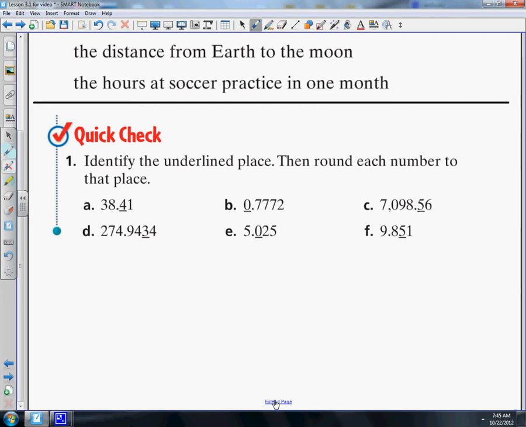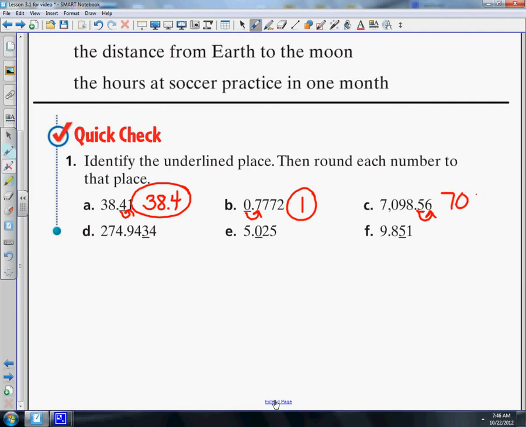All right, so our first one, the underlined digit is 4. I look to the number to the right, and that's a 1, so I am going to round down. My answer would be 38.4. I'm rounding down, and I'm rounding to the underlined place value. So B, 0 is underlined. I look next to it, and that's a 7, so I'm going to round up to 1. 5 is underlined, which is the tenths place. I look to the hundredths place, and that's a 6, so I'm going to round up.